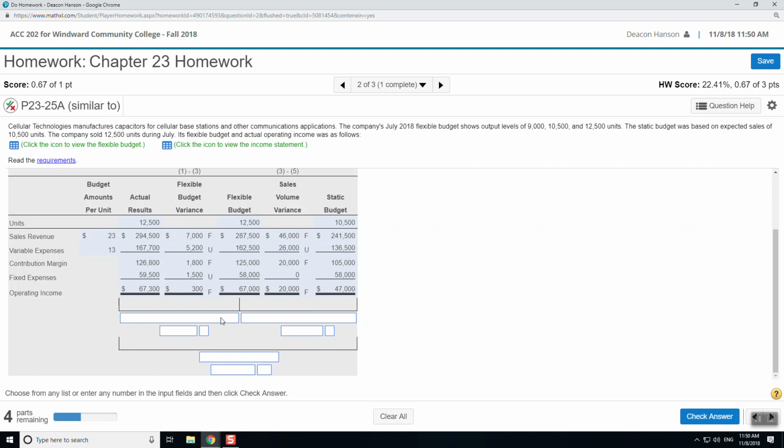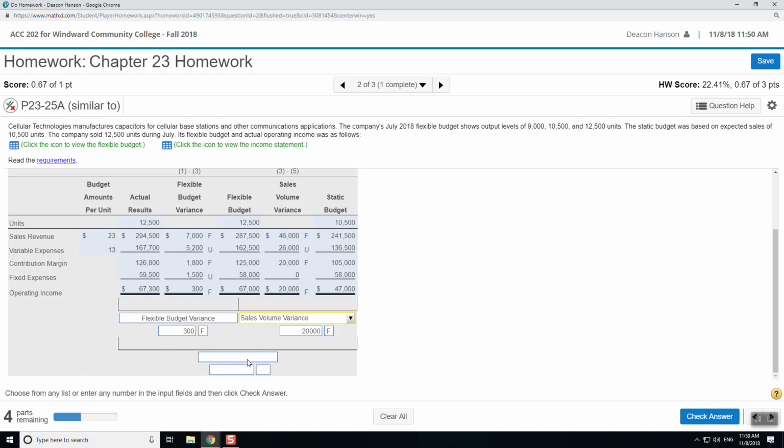And now we're going to be looking at the overall. So the operating income, the difference is 300, and it's favorable. So it's a little redundant here. And we need to label it. Kind of funny because it seems like they gave it away. It's still the same label. And over here it's 20,000. But I think it helps you see what we're doing a little better when we do that final one at the bottom. So we're going to call this the sales volume variance.